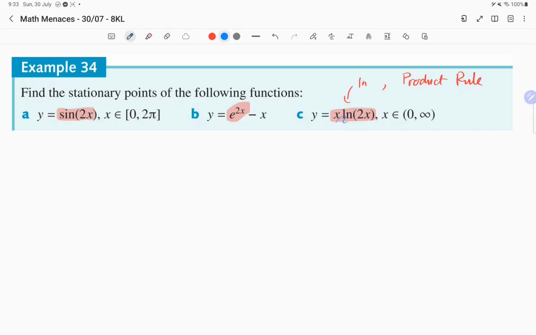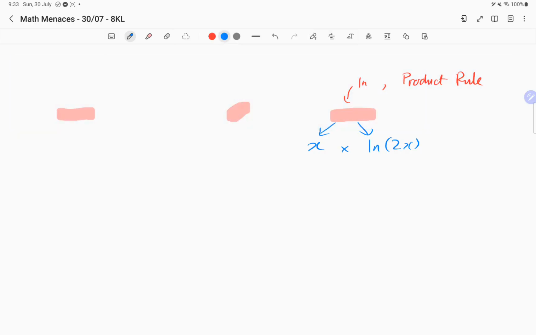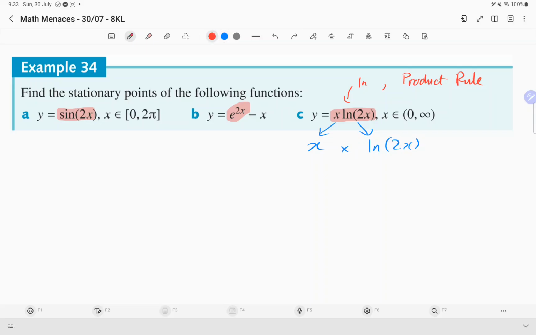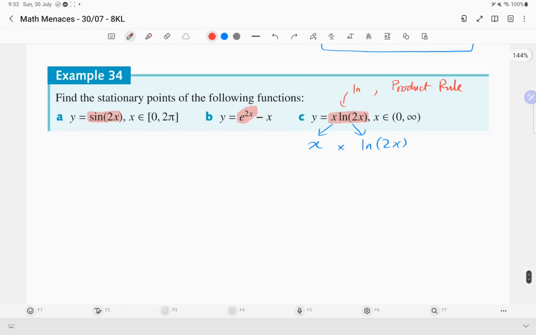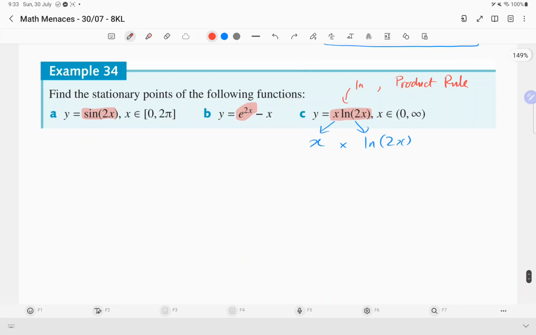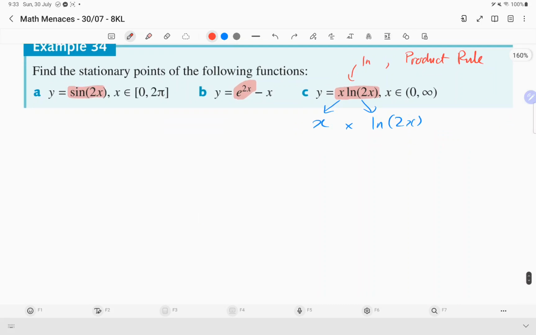It's a product rule because you have two functions of x. You see, this is x and then times ln of 2x. You have two functions of x, that's why it's a product rule. Isn't it the same as saying 2x to the power of x? Yes, but you don't want to do that, because you can't derive 2x to the power x. You don't know the rules to do that yet. It's very complicated. So the easier way is just to use the product rule.